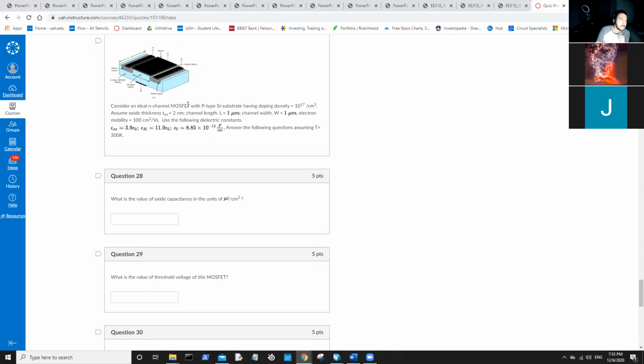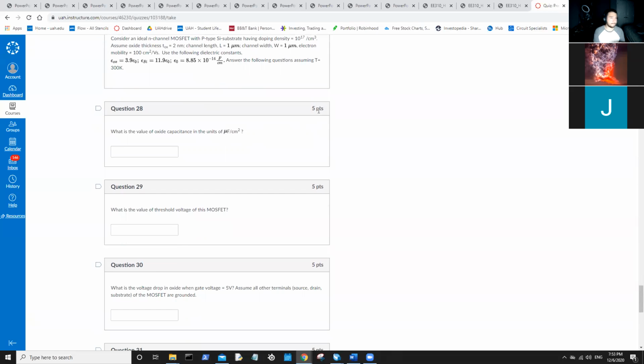All right. Consider an ideal N-channel MOSFET with a P-type substrate having a doping density of 10 to the 17th. We have the given parameter of oxide thickness, a channel length, channel width, and an electron mobility of 100. And these are our dielectric constants. Here, I told you earlier that the epsilon Si is 11.8 times epsilon 0, but in here I used 11.9. And he also says epsilon 0 is 8.5 instead of 8.4, so whatever you want. Yeah, 8.84 and 8.85. I just use the ones that I memorized just because.